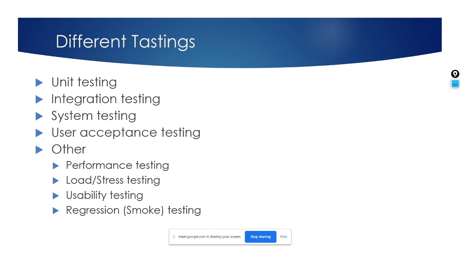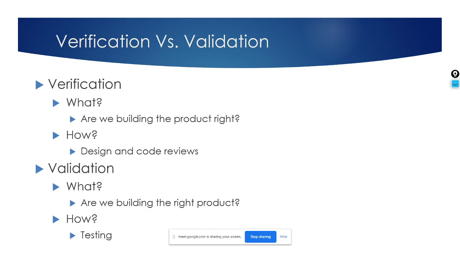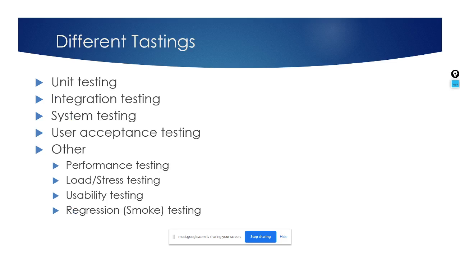Right. So we are only concentrating on the reviews we discussed in the previous development stage. Now we are only going to discuss validation, that is, are we building the right product? So how to do that? Do a lot of testing, right?